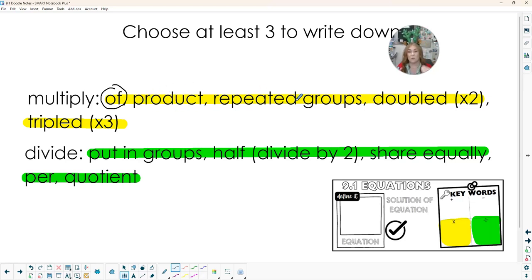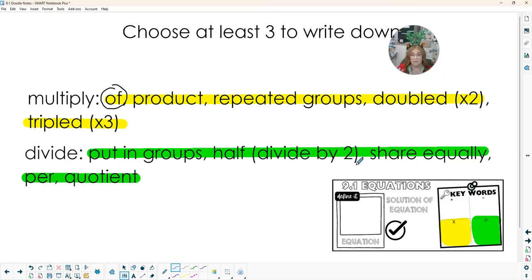If we have repeated groups of something, we are multiplying. And then we also have doubled, which means times 2, or tripled, times 3. You might hear those words as well. And then to divide, we're going to put them into groups. You might half something, which means divide by 2, right? Cut it in half, so now you have 2 pieces. If you're sharing something equally, you are dividing. That word per, right? How many per unit, per hour, is telling us to set up that division problem. And the mathematical word is a quotient.